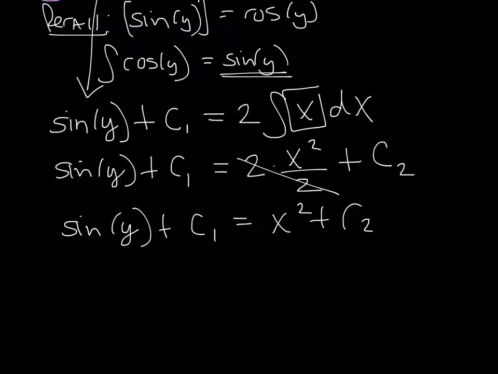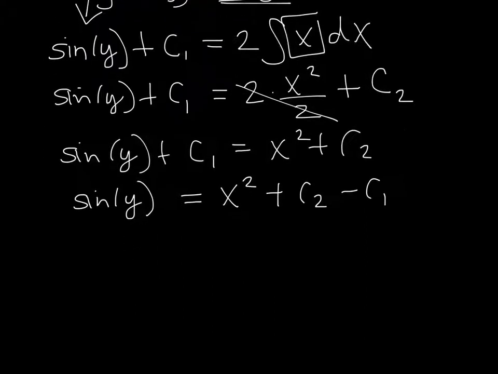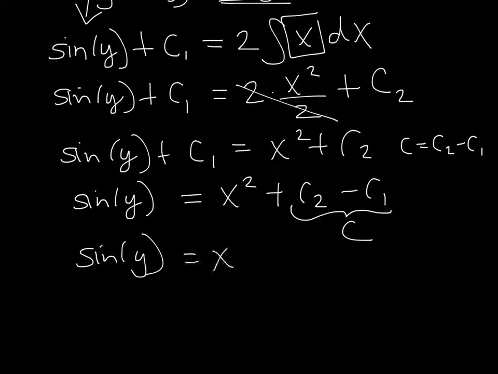The goal is to solve for y, so I'm going to leave sine of y on the left hand side, and I'm going to just go ahead and subtract c1 from both sides. And here, if you want, you can just call that c. Let c equal c2 minus c1. So sine of y equals x squared plus your constant of integration. So we want to solve for y, hopefully explicitly. If not, it'll be implicit. This one will be explicit.